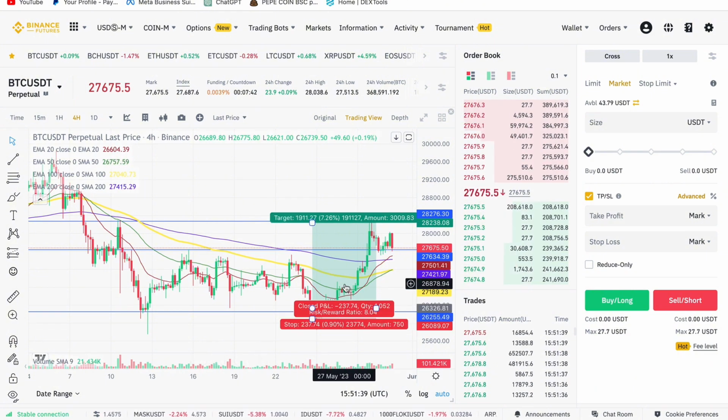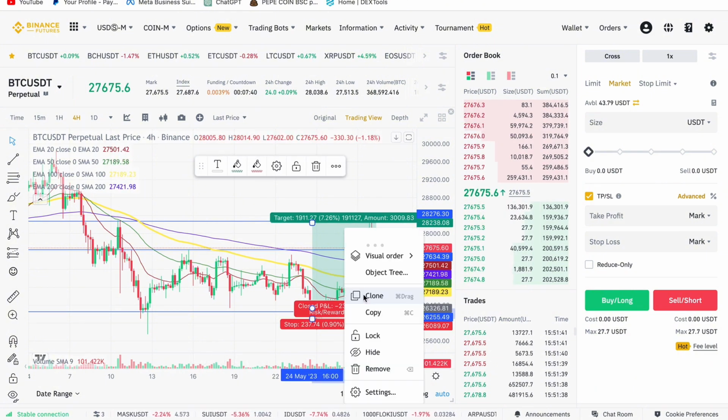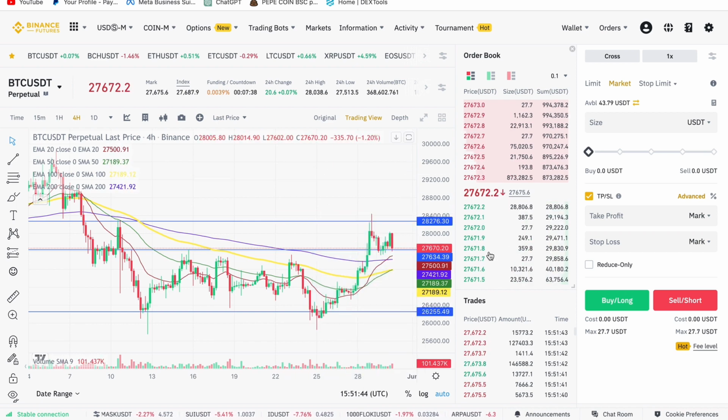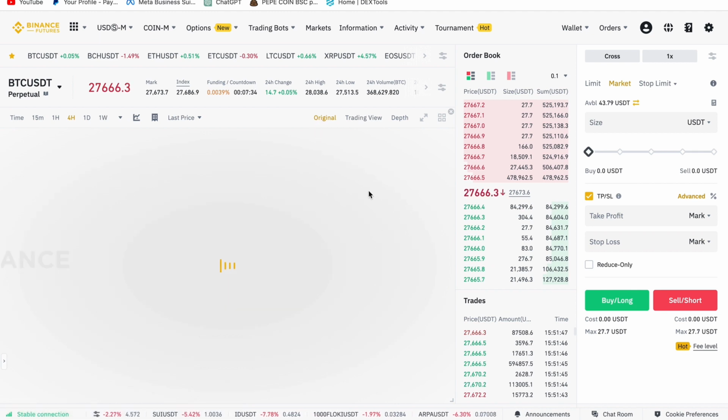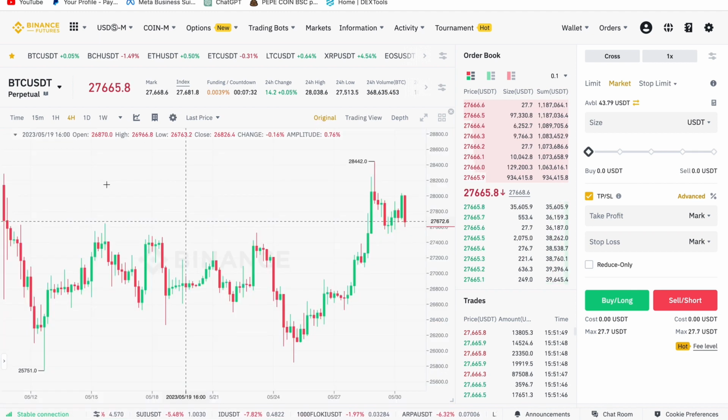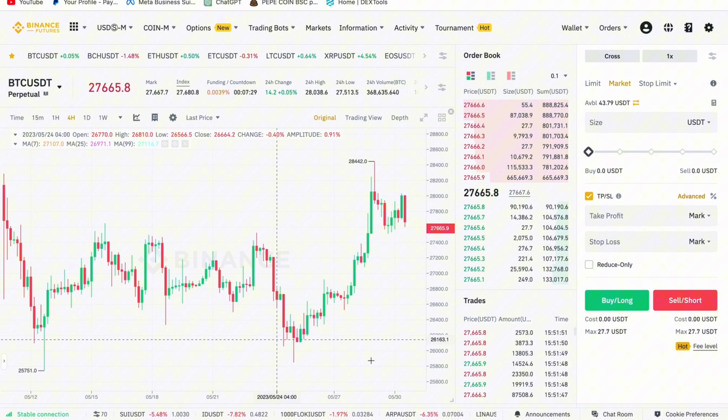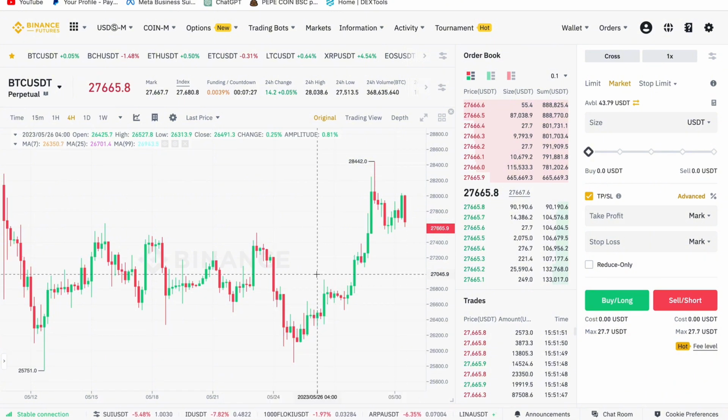So basically, to get all these trend lines and horizontal patterns, and the calculator for how much you are going to make on a trade, you are going to switch your Binance chart from original to TradingView. So we have the original Binance chart. This is the one that I'm talking about. This is the real Binance chart of BTC USDT.